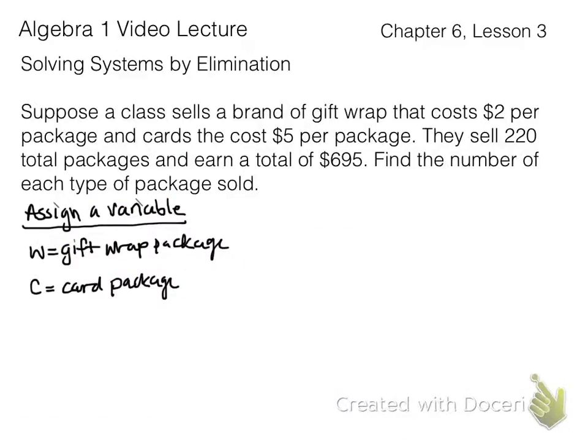Suppose a class sells a brand of gift wrap that costs $2 per package and cards that cost $5 per package. They sell 220 total packages and earn a total of $695. Find the amount of each type of package sold. Well, assign a variable. I'll say W is the gift wrap package and C the card package. And the total number of packages sold would be the wrap plus the cards equals 220.